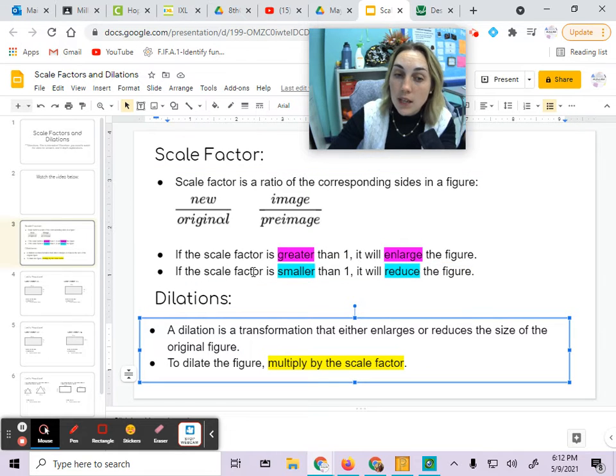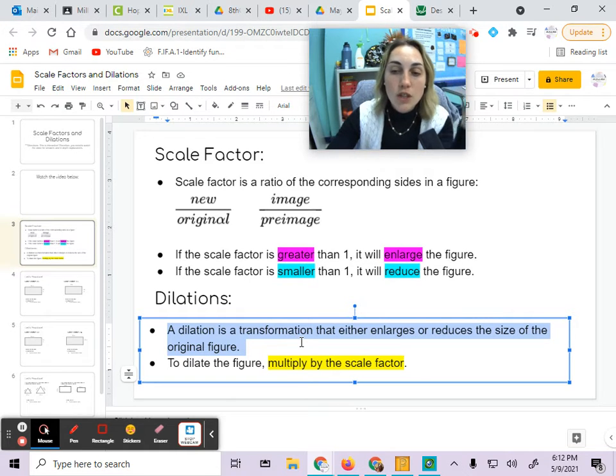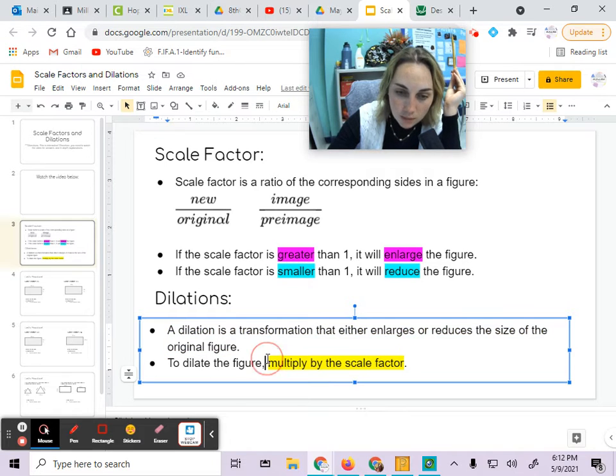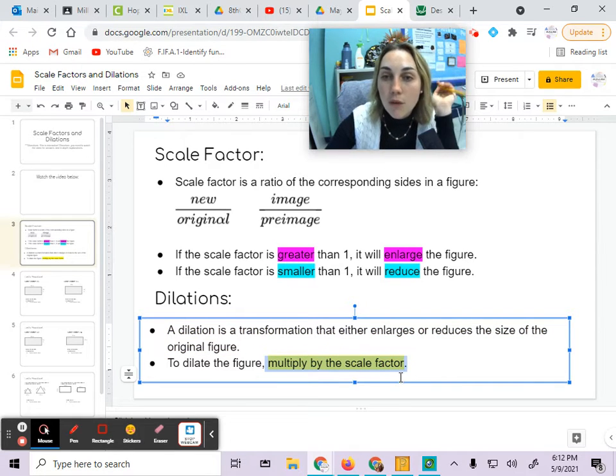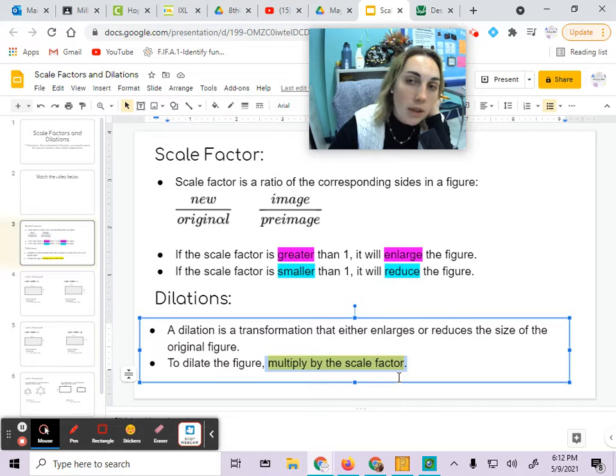Dilations now. Now that was scale factor, now we're with dilations. A dilation is a type of transformation, we talked about it, that either enlarges or reduces the size of the original figure. To dilate the figure, here's the big thing, you're going to multiply it by the scale factor. That's all we're going to do.